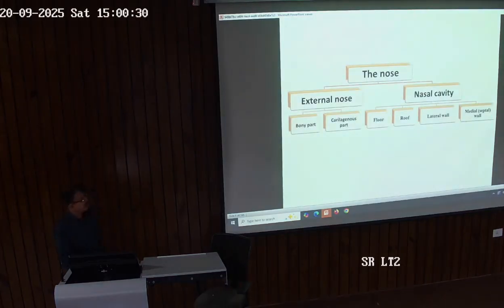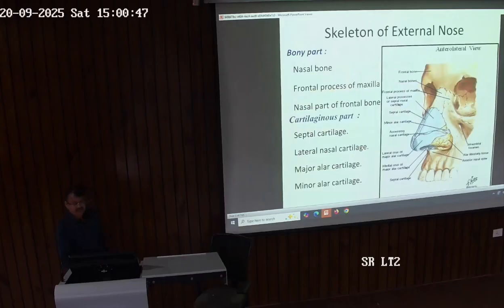The nose is divided into two parts, external nose and nasal cavity. The external nose has a bony part and a cartilaginous part, and the nasal cavity has a floor, roof, lateral wall and medial wall, that is the septal wall. Skeleton of external nose. In the skeleton you see this one is frontal bone, nasal bones, and these are the cartilaginous part of the nasal cavity. This one is the frontal process of maxilla.